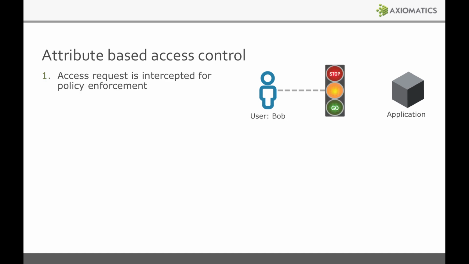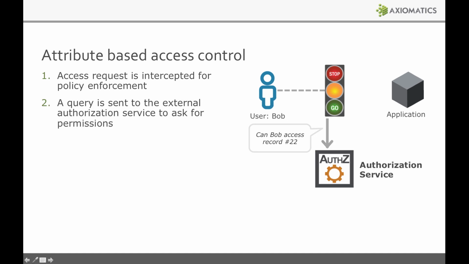What we're going to do is, when the user sends a business request to that application, we're going to have a policy enforcement point in the middle, the traffic light here. That enforcement point will convert the business request into an authorization request. In this example, can Bob access record number 22? That authorization request is expressed in a standard way, in a XACML way. It's sent off to the authorization service or the policy decision point. I think, Andy, you had the acronym PDP in the top right corner, so this is the authorization service.